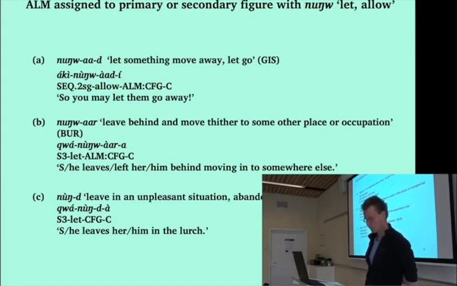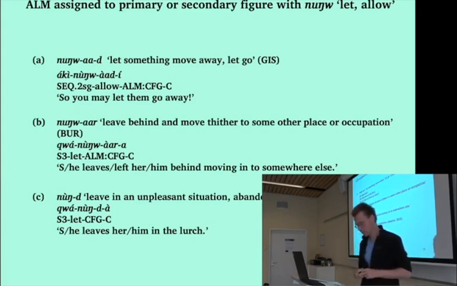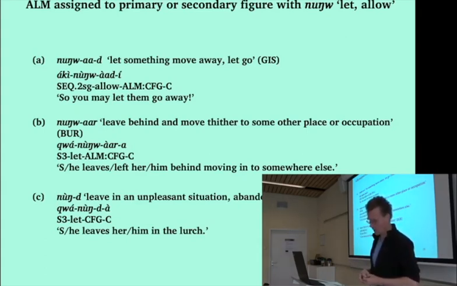and this is, for example, attested with the verb nung, to allow or to let, in 17a. The ALM in nung wad is assigned to the secondary figure, resulting in the meaning to let someone go away, whereas in 17b, the ALM in nung war is assigned to the primary figure, resulting in the meaning to leave someone behind. The ALM effect in A and B possibly emerges most clearly by contrast to C, which is devoid of explicit locomotion, focusing exclusively on a point of separation, to leave somebody in the lurch.